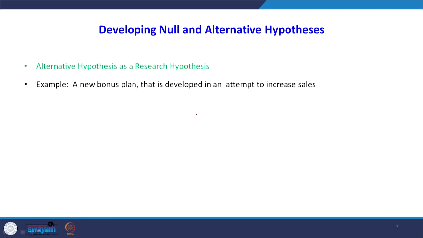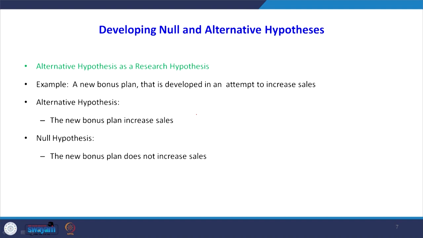We will take another example. A new bonus plan is developed in an attempt to increase sales. Now, what is happening in an organization? We are introducing a new bonus plan, and we are going to see whether the bonus has any impact on sales. So, what is the alternative hypothesis? The new bonus plan increases sales. So, first we go for the alternative hypothesis.